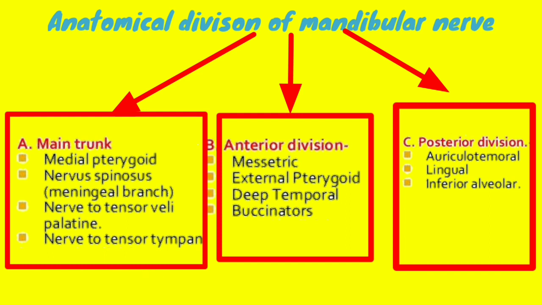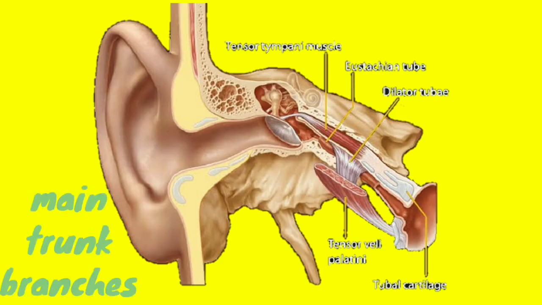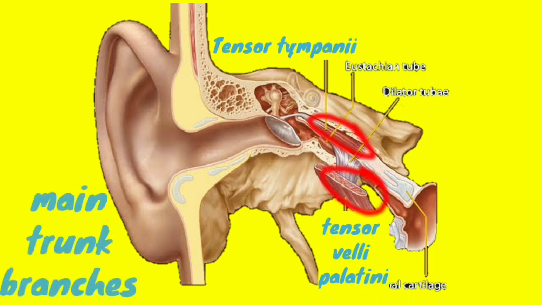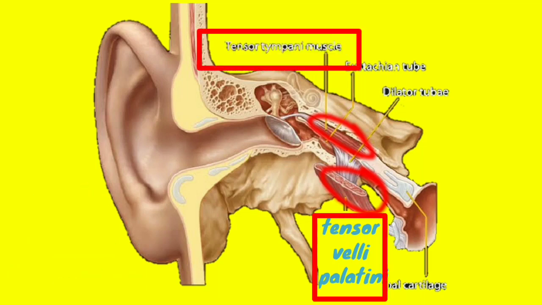Let us start with the main trunk. The main trunk divides into many nerves: the nerve to medial pterygoid, which supplies the medial pterygoid muscle; the nerve to tensor veli palatini; and the nerve to tensor tympani muscles. Tensor tympani is a muscle of the middle ear and tensor veli palatini is a muscle of the soft palate.